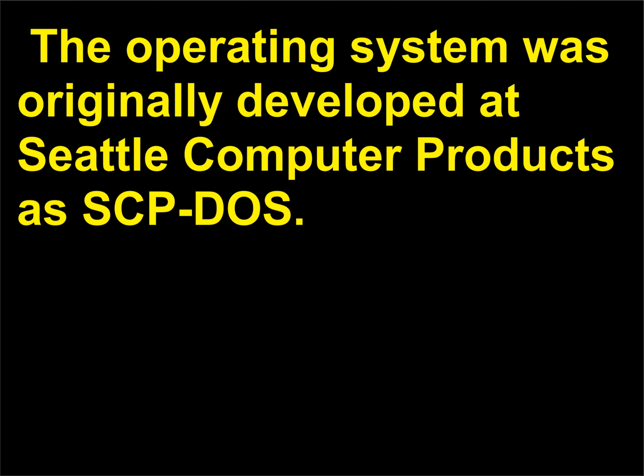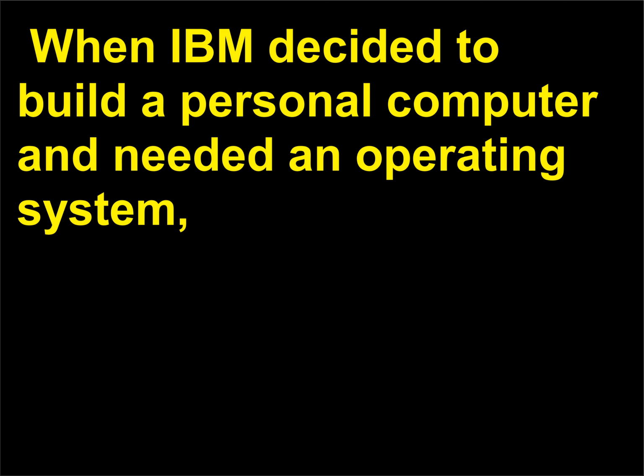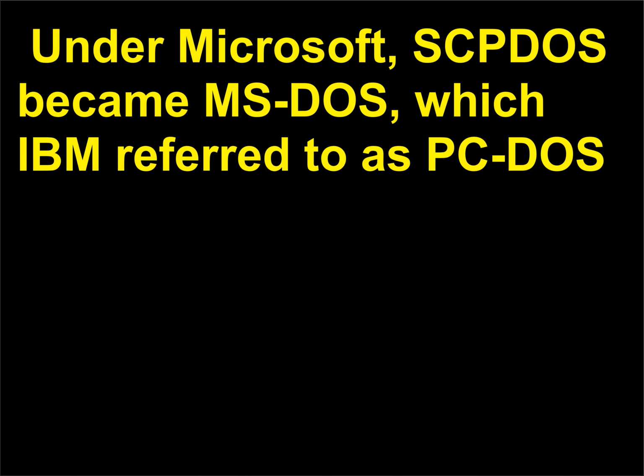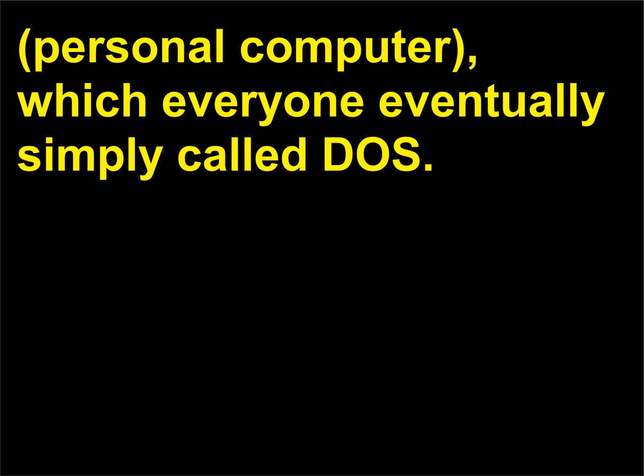The operating system was originally developed at Seattle Computer Products as SCP-DOS. When IBM decided to build a personal computer and needed an operating system, it chose SCP-DOS after reaching an agreement with the Microsoft Corporation to produce the actual operating system. Under Microsoft, SCP-DOS became MS-DOS, which IBM referred to as PC-DOS, for personal computer, which everyone eventually simply called DOS.